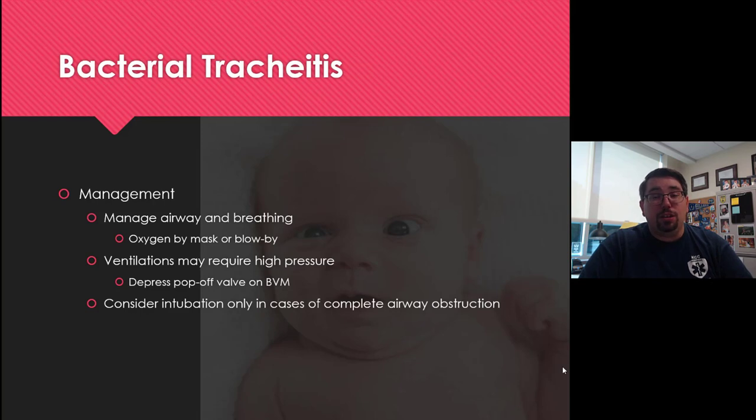You may also want to consider the use of intubation in the case of a complete airway obstruction or some type of tracheal mucus or pus plug. That oftentimes will allow you to not only work past that, but also to be able to increase the lower pressures within the airways.